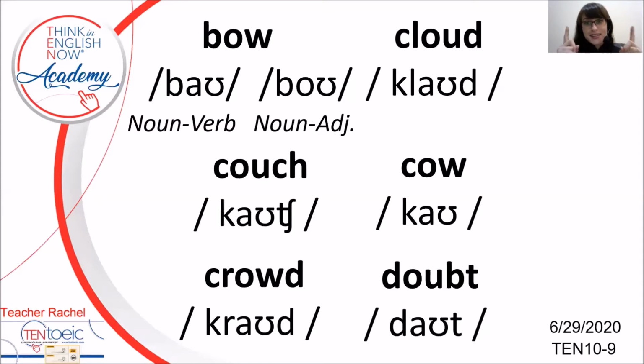Our next one, cloud. This is what's in the sky. We just talked about the word sky. So sometimes if there's not a lot of sun, it's because there's clouds, so big white balls. Rain comes from the clouds in the sky.